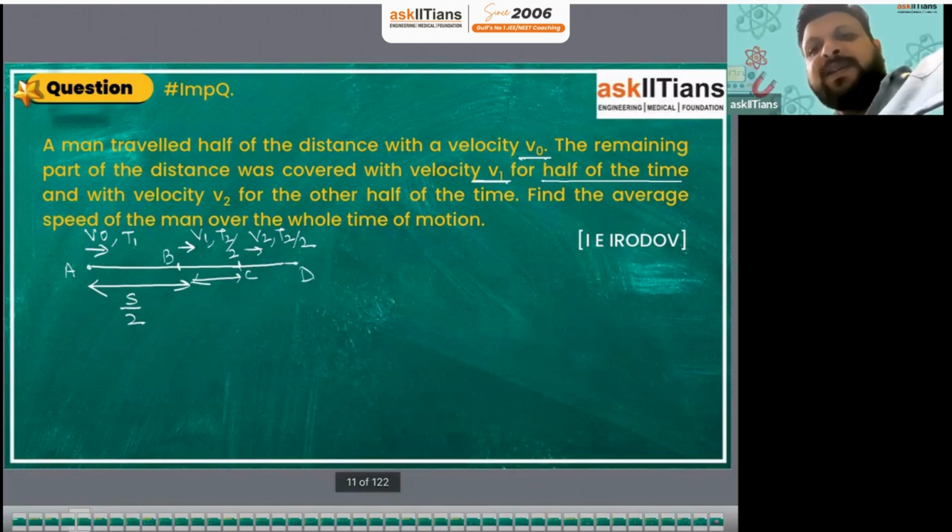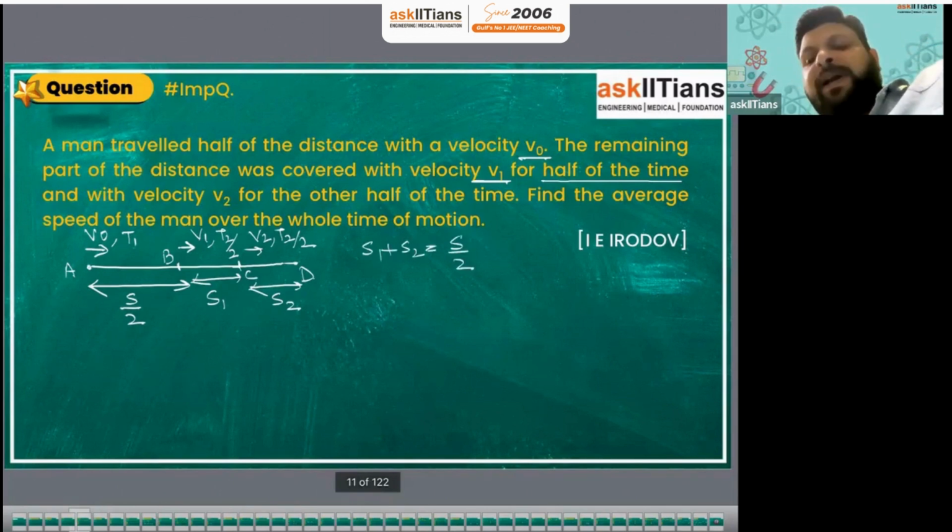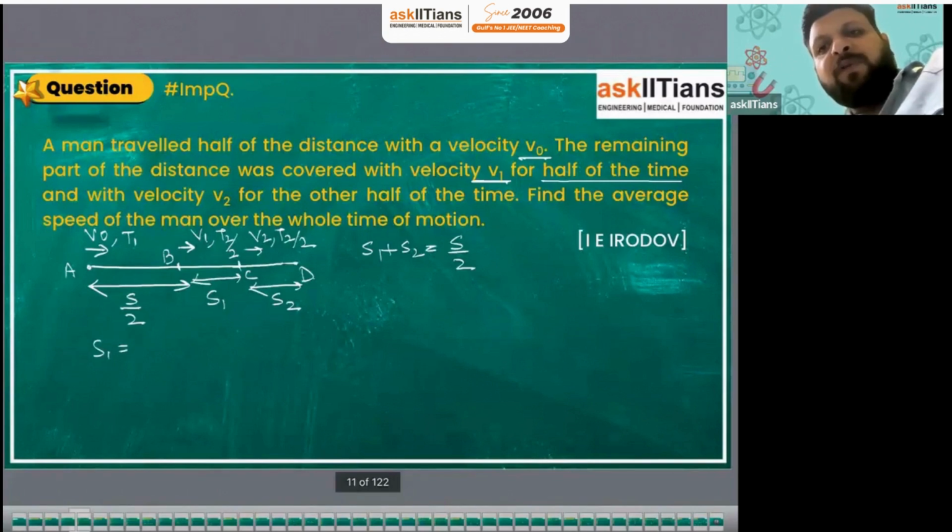Right? This distance is S1 and from C to D, distance is S2. And S1 plus S2 is what? S1 plus S2 will be S by 2. So I'm mentioning here S1 plus S2 is equal to S by 2. Can we find out S1? S1 means distance, which will be equal to speed into time. So this will be v1 into t2 by 2. And S2, again, will be equal to v2 into t2 by 2.